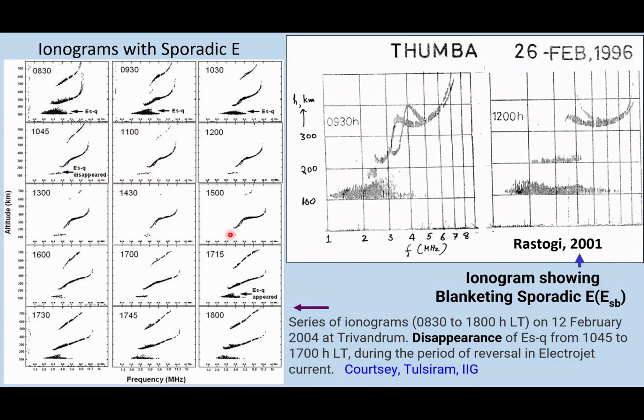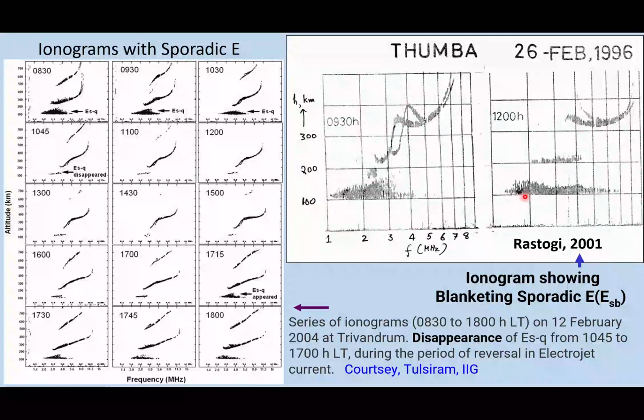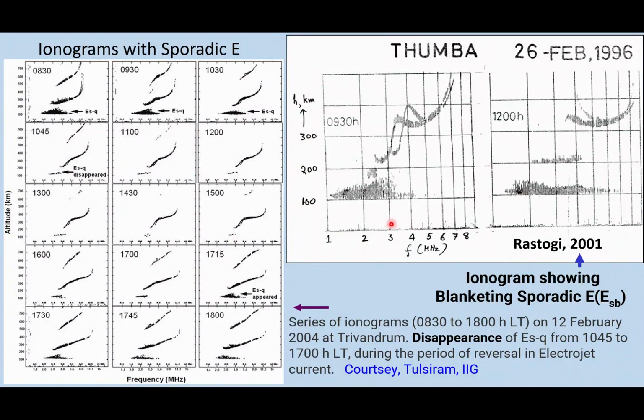So there are well-known plasma instability mechanisms like the two-stream instability or the gradient drift instability, which is causing this kind of plasma structures in the E region. And this pair of ionograms here shows a slightly different feature. This is similar to this one with the ESQ type of irregularities here at 9:30 hours, whereas this at 12 noon has a different feature.